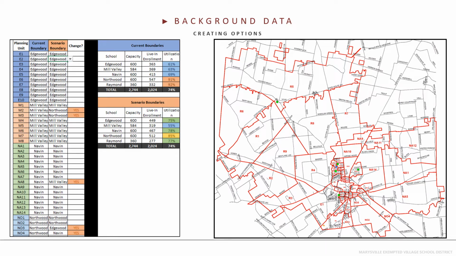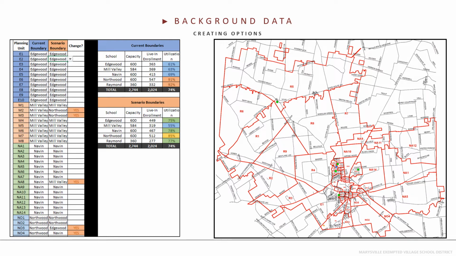The planning units can be seen on the map on this slide. 22 scenarios were created at the close of the first meeting. At the next meeting, committee members went through each option and determined which ones best met the needs of all students within the district, accounted for growth and development, was conducive for transportation, and balanced utilization.